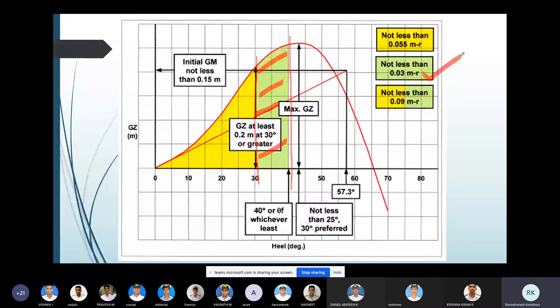These are basically the area requirements under the GZ curve, which you will actually be doing once you have finished loading or finished making your loading plan. You will calculate all these areas, then see whether it complies with those minimum criteria. Okay. And any doubts on these areas?